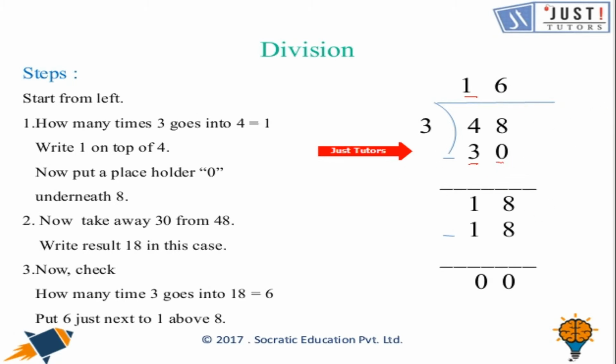Moving ahead, now we take away 30 from 48, and that leaves us with 18. Now we follow a similar process once again. How many times does 3 go into 18? That's 6. We write 18 here, and that will leave you with a remainder of 0. I hope these steps are clear.